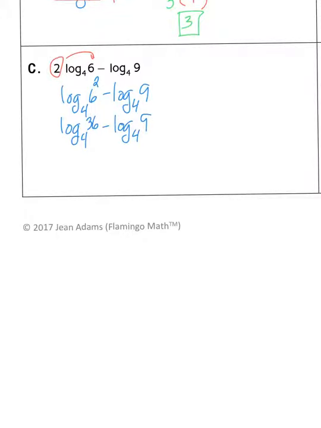So we get 36. And now finally, if I'm subtracting, I'm going to divide these 2. So I get log base 4 of 36 divided by 9. Well, 36 divided by 9 is 4. And in my opinion, your answer can be 1. I will also accept log base 4 of 4. But I would hope that you would start to get to the point where you know that that has a value of 1, because we need to get to there now so that we can use that in solving equations. All right, look at D.